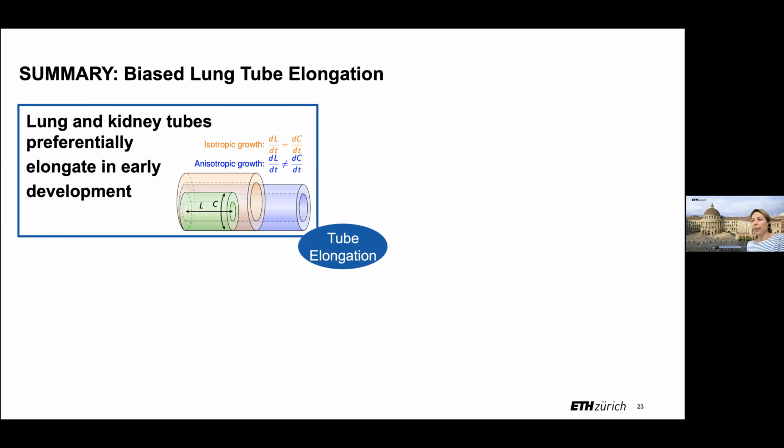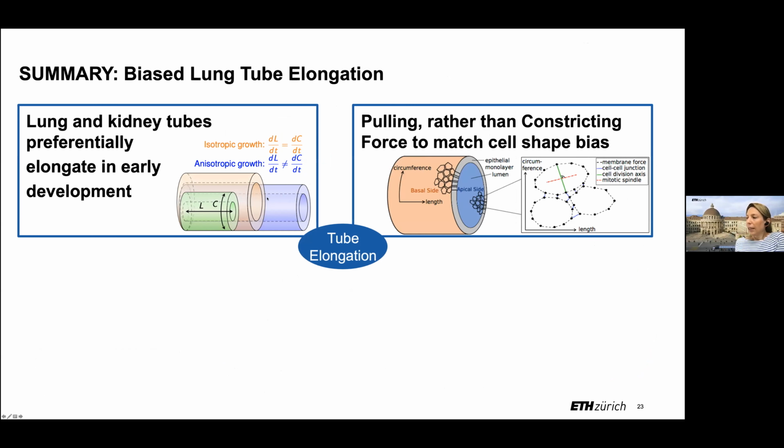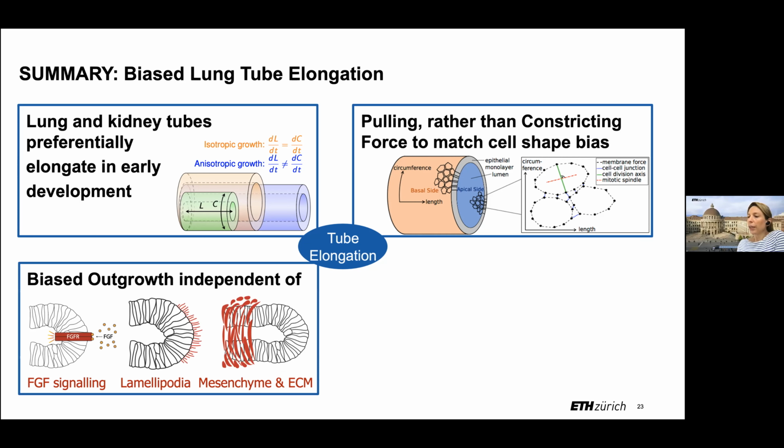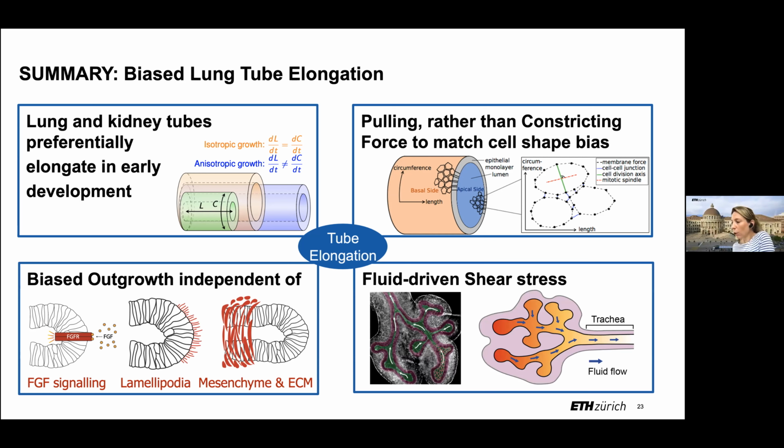So to sum up on this part, there is anisotropic growth in lungs and kidneys in early development. Based on the cell-based modeling, we can conclude there must be a pulling force rather than a constricting force. We can rule out, based on experiments, that FGF10 signaling, or FGF signaling, lamellipodia, mesenchyme, or the ECM would be the factors. And we have evidence for fluid flow that can cause shear stress, which would explain the bias in outgrowth.